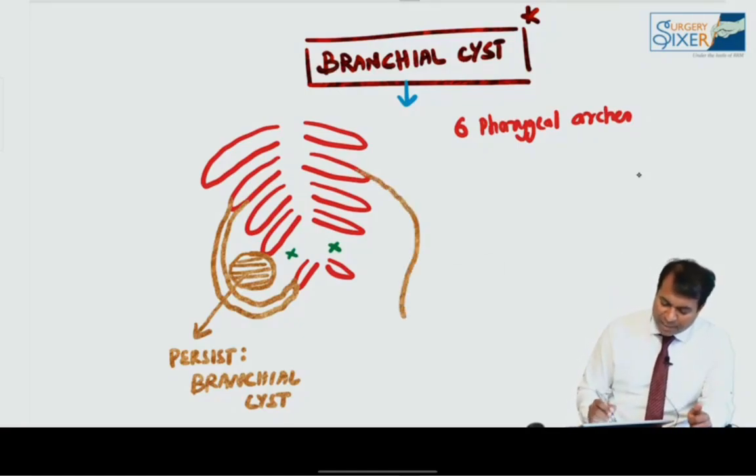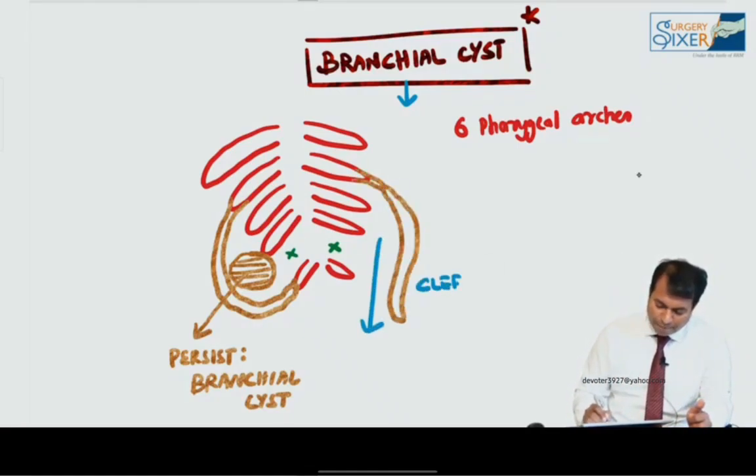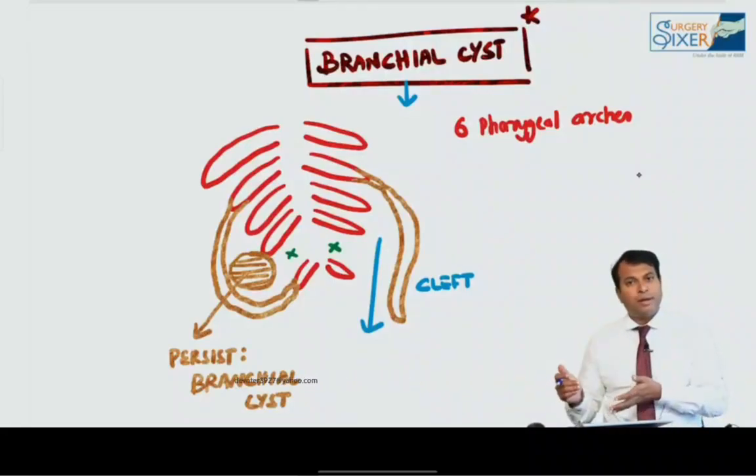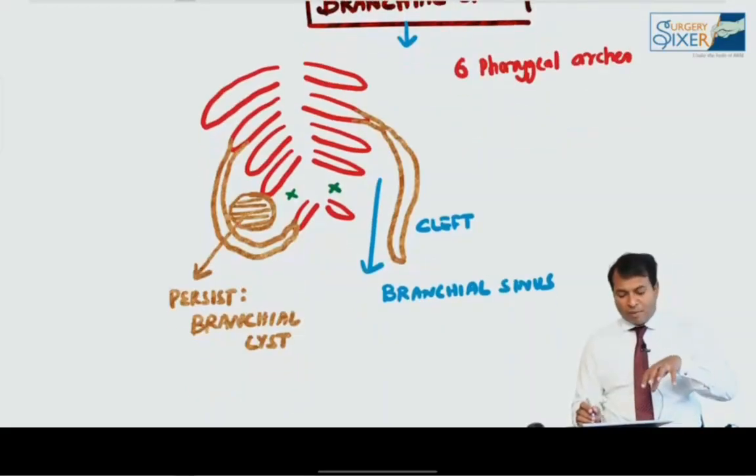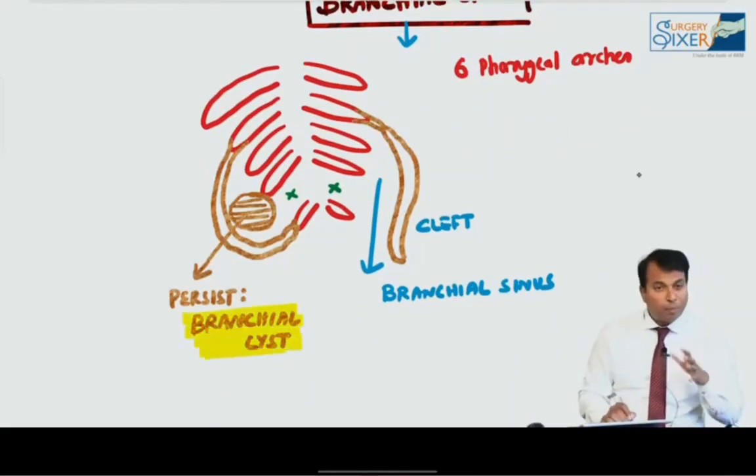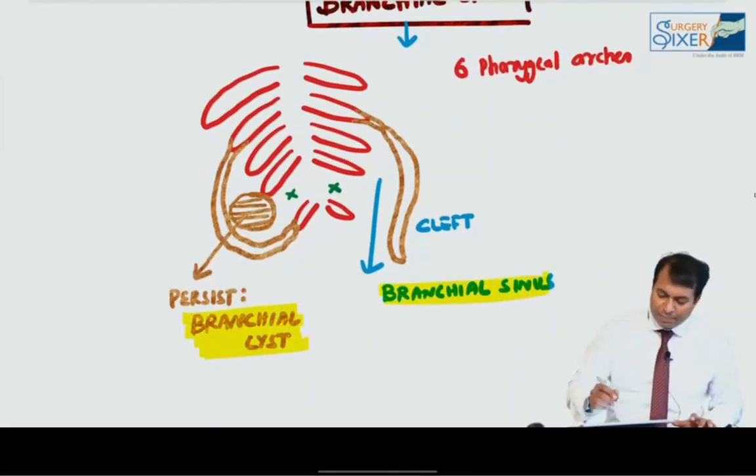If the 2nd one comes and does not fuse, if it remains like this, there will be a cleft. Please remember, this is a cleft. This cleft will remain as such after birth. That is known as branchial sinus. So this fusion with the formation of a pouch is branchial cyst, which will have no opening outside. Branchial sinus will have an opening outside. The 2nd to 6th arch not fused.